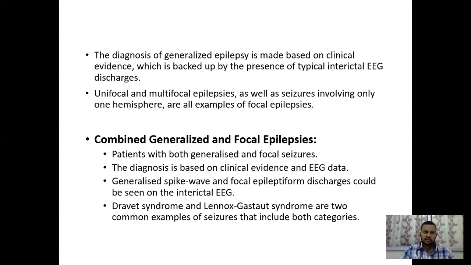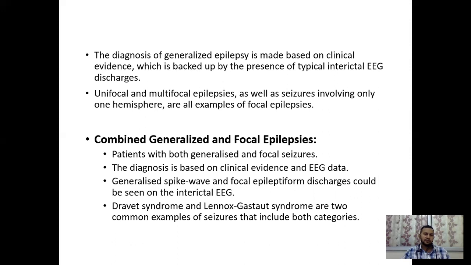The diagnosis of generalized epilepsy is made based on clinical evidence, which is backed up by the presence of generalized spike-wave discharges on EEG. Unifocal and multifocal epilepsies, as well as seizures involving only one hemisphere, are all examples of focal epilepsy.